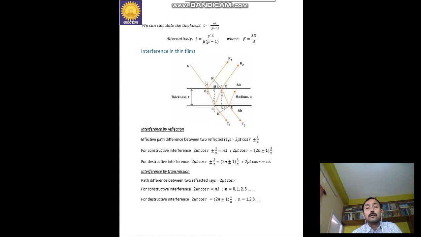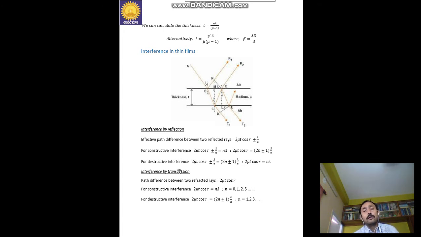Similarly, for the transmitted lights T1 and T2, there is also a path difference. This one is CK. So for this transmitted light, there is also a bright fringe and dark fringe. So interference can be produced by two methods: one is by reflection, another one is by transmission.